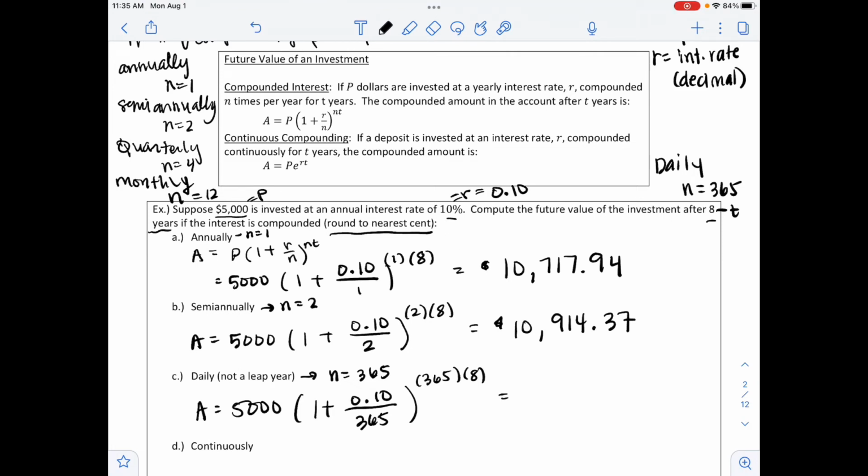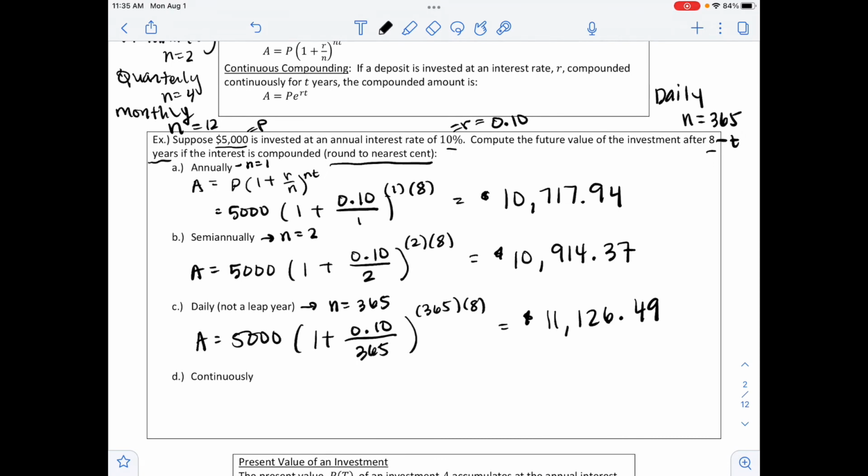And so again, this time daily, so every day they put a little bit of money into your account, so it's growing. And so we would again have more money than what we would have had in part A and even in part B. And so working this out on our calculator and substituting this all in, we get $11,126.49. So again, this is an increase from what we had for part A and also for part B.